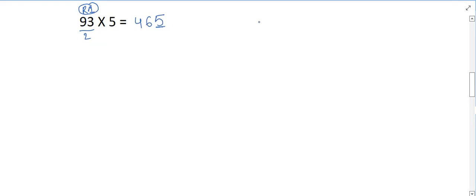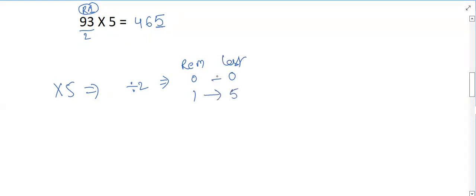Sir, I'm confused. Can you explain it once again? I am explaining. See, any number, instead of multiplying by 5, we will divide it by 2. After dividing by 2, you may get the remainder either 0 or 1. If the remainder is 0, last digit will be 0. And if the remainder is 1, last digit will be 5.